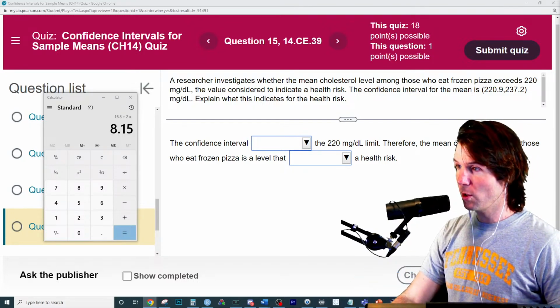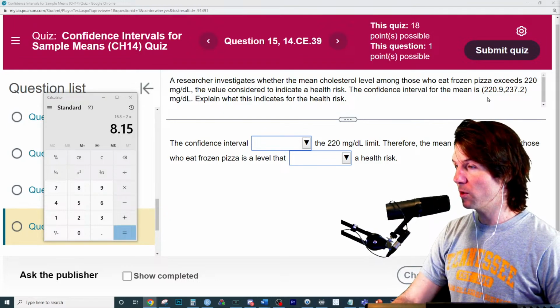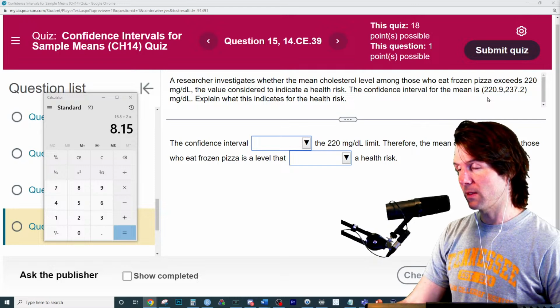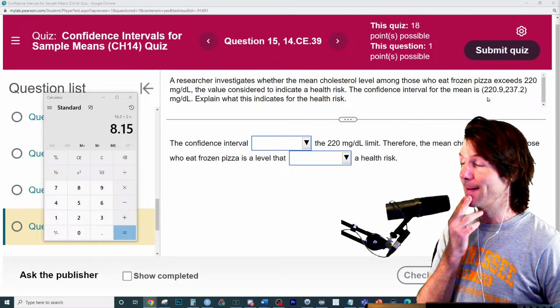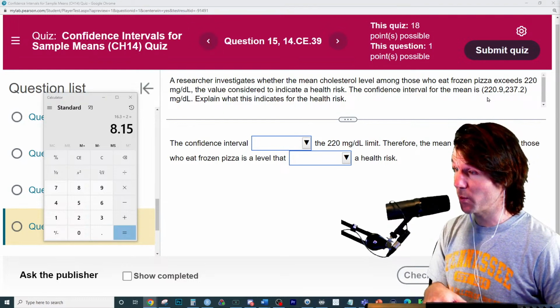Because we think the true cholesterol level of these people is somewhere in this interval, which is completely above 220. Is this good or bad? It's bad. Because now we're saying, ooh, we think the truth for the average person who eats frozen pizza is that you're above this.